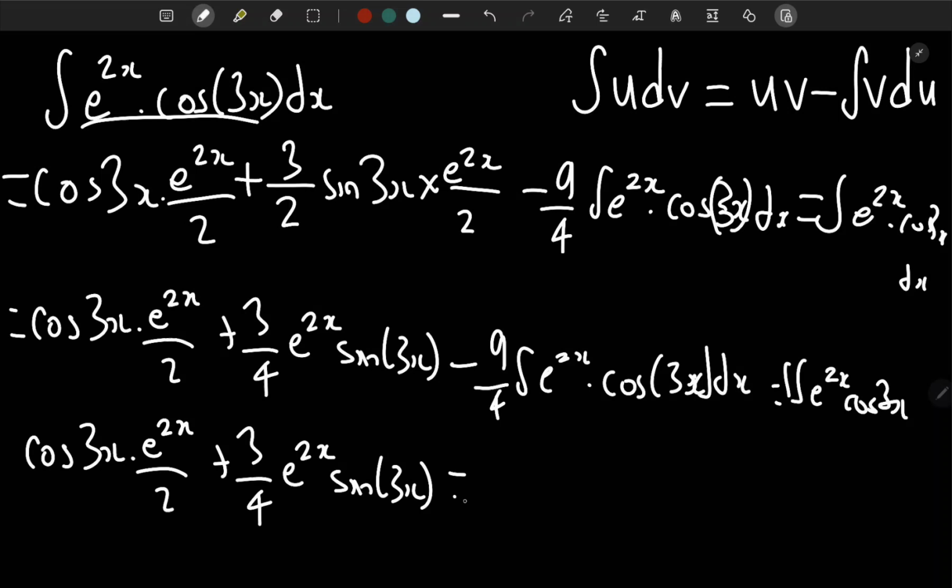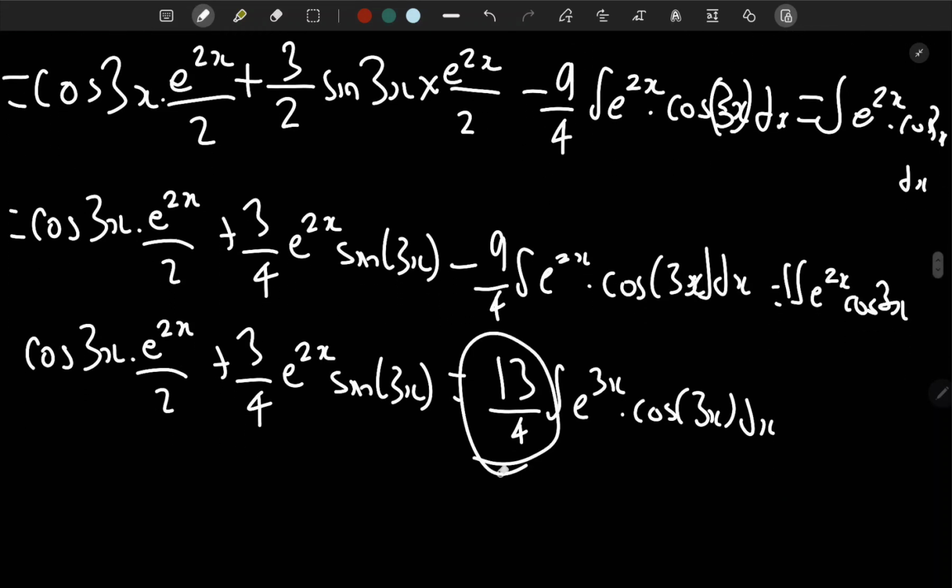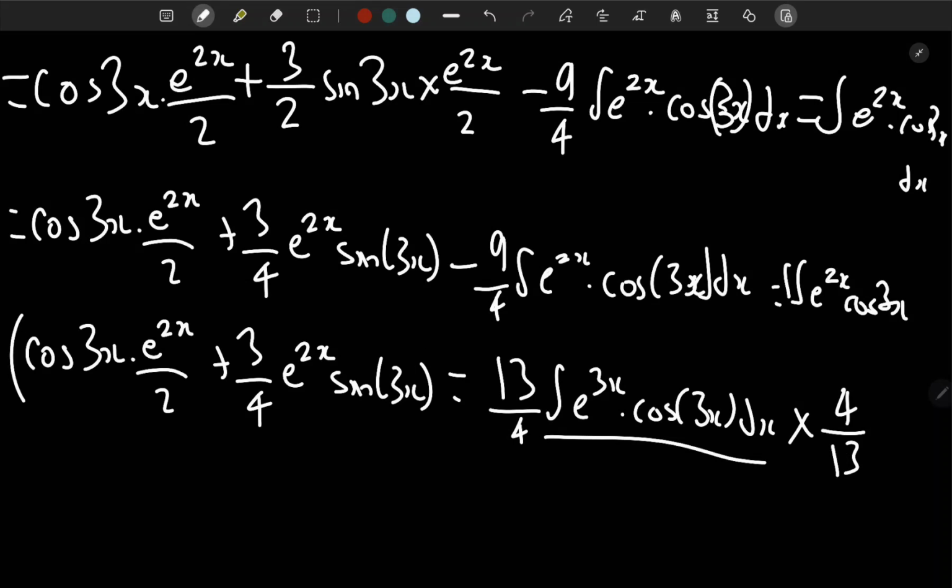This entire part is equal to 13 over 4 integration of e to the power of 3x times cosine 3x dx. So now we need to get rid of this 13 over 4, right? Because we just need to find the integration of e to the power of whatever. So to get rid of 13 over 4, we can multiply both sides by 4 over 13. Simple simplification. And this entire thing will be multiplied by 4 over 13.